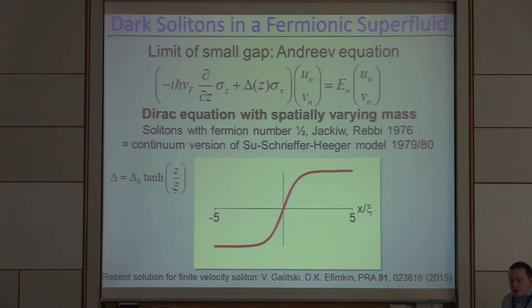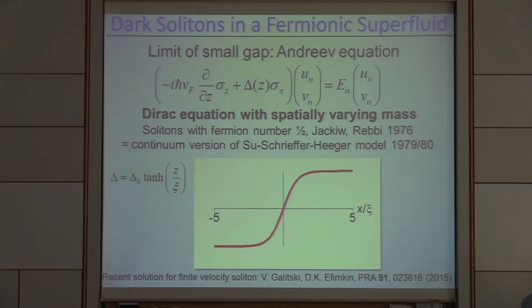Actually, in the limit of a very small gap, you can linearize this dispersion of the fermions, of the particles and the holes, and you see that it must reduce to a Dirac equation. And this was solved for a stationary soliton already in 1976, where Jackiw and Rebbi really thought about what happens when I change the mass of my particles as a function of space. I'd even make them negative.